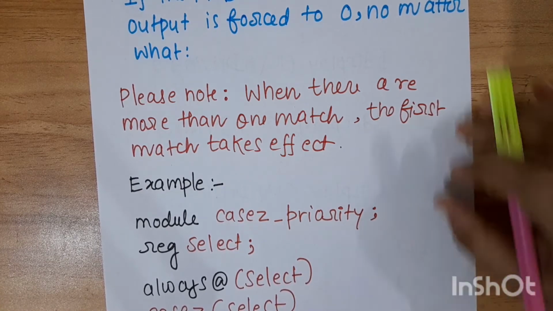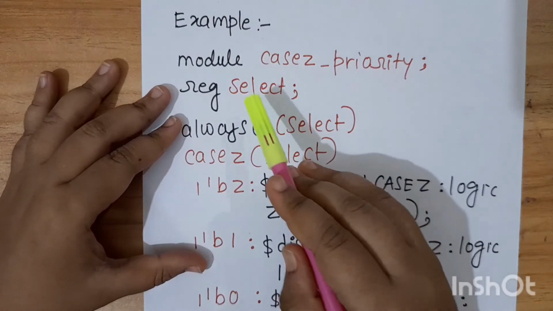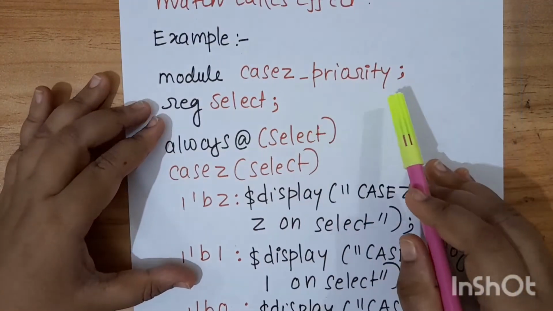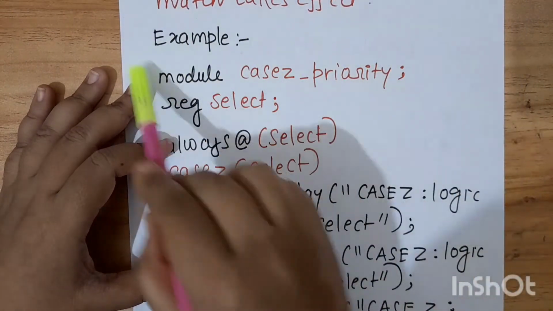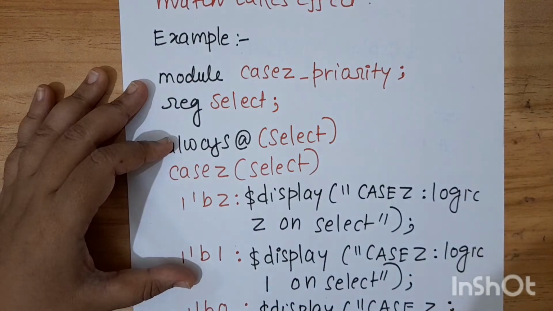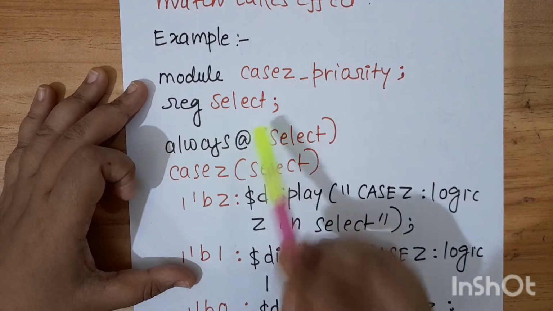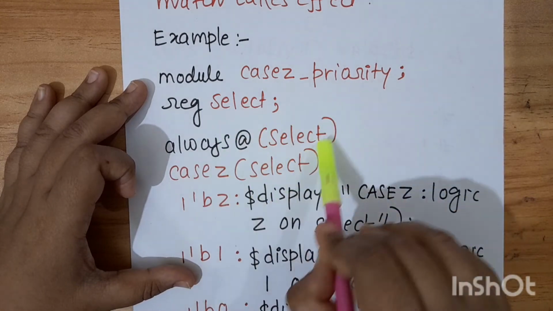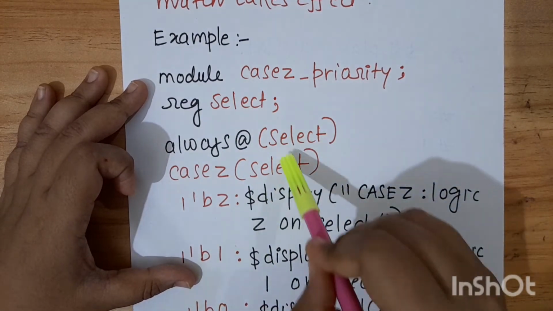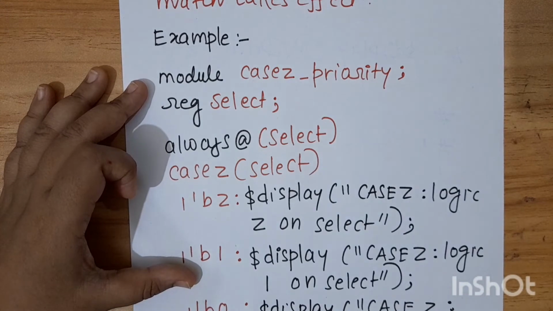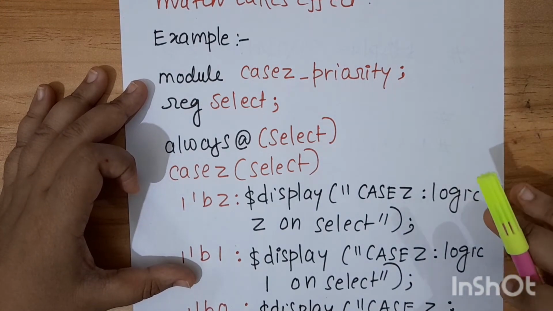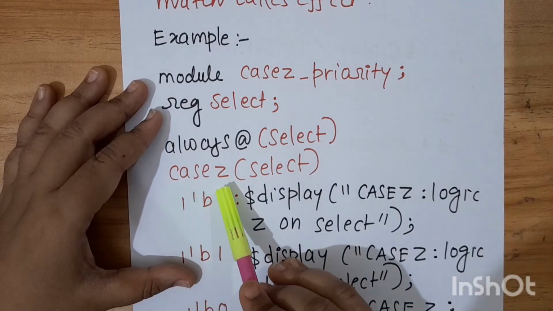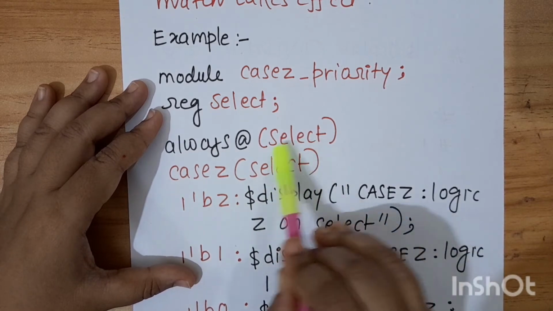We will show an example. module case_z_priority; This is a module definition. Inside the module, reg select; is declared. So always @(select): whenever the select changes, we will go inside the always block. And inside the always block, I have a casez statement, casez with select inside the brackets.